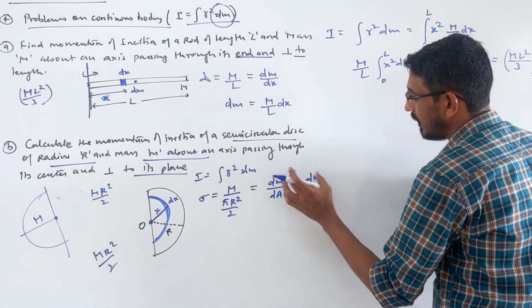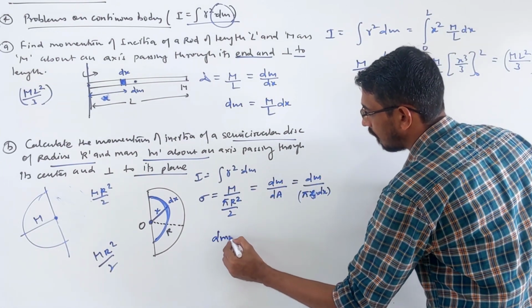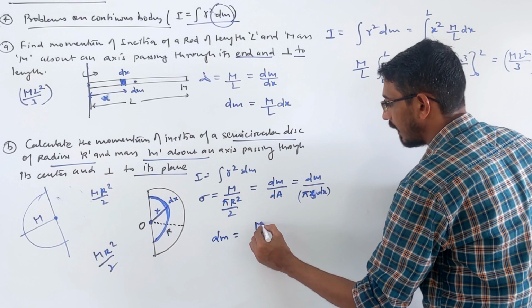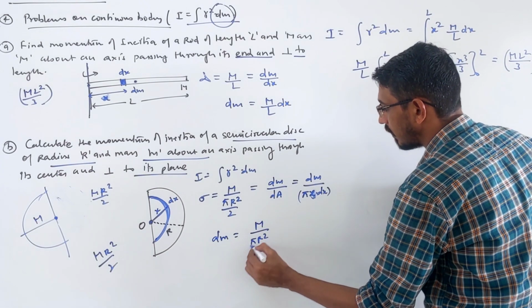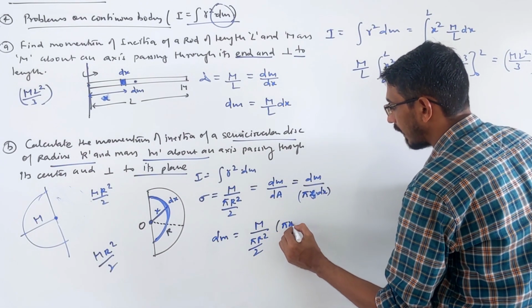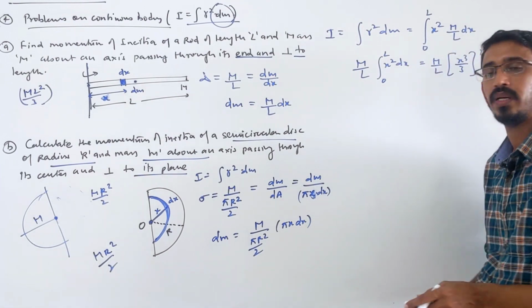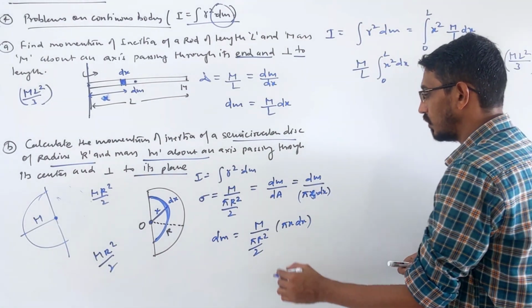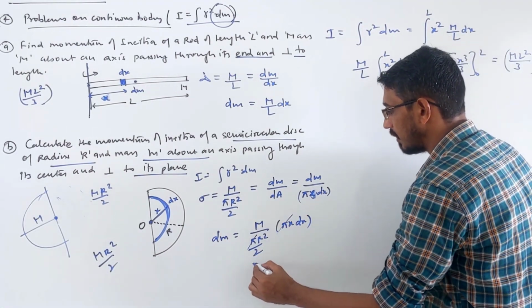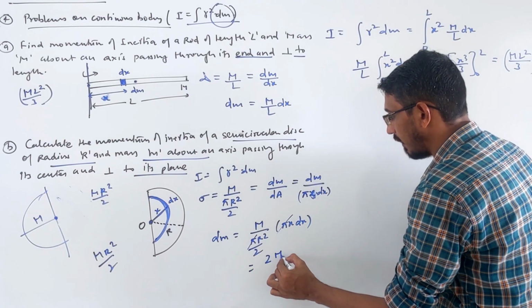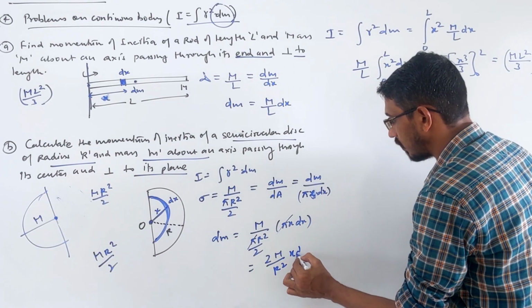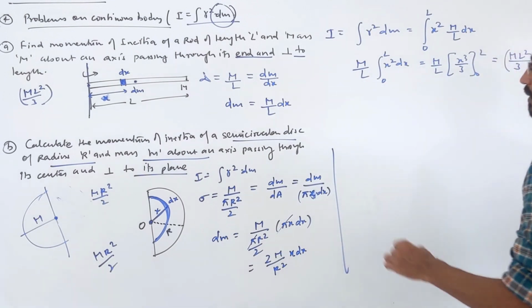So I have to replace dm. Look here, dm will be equal to m by pi r square by 2, into pi x into dx. That's your small mass. If you want to cancel something, you can: the 2 goes up, so dm is 2m by r square, x into dx. So this we have to put now in the formula.